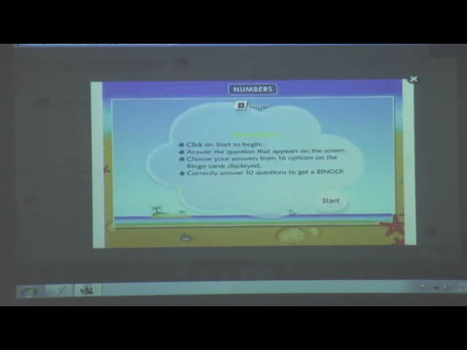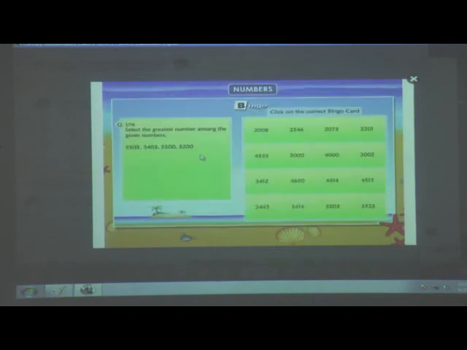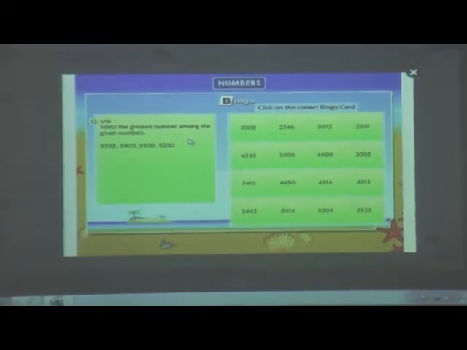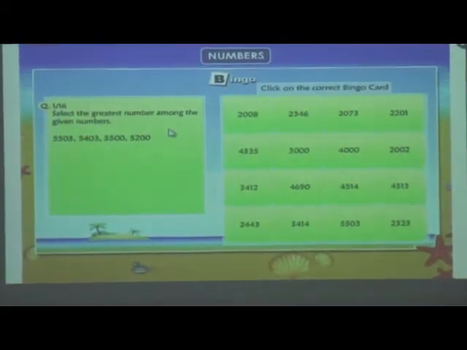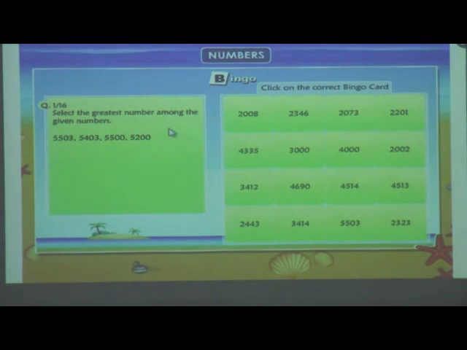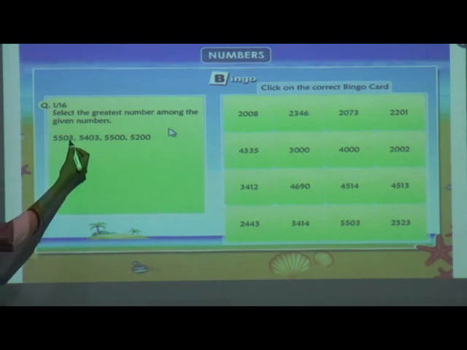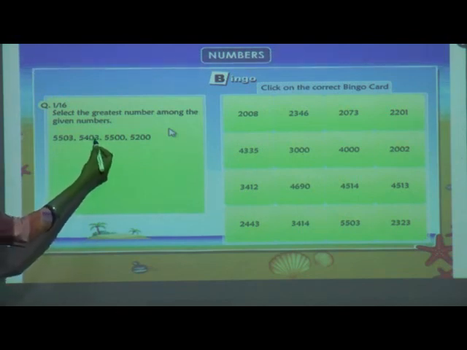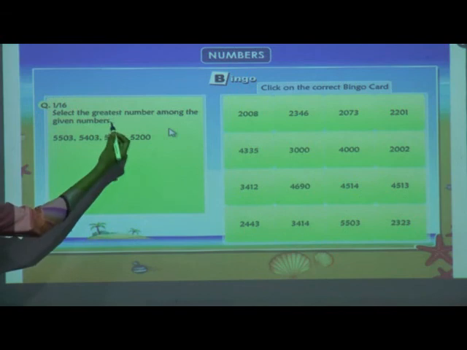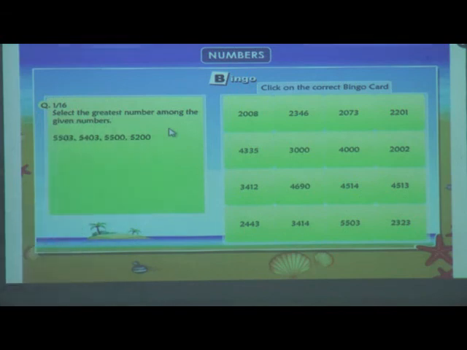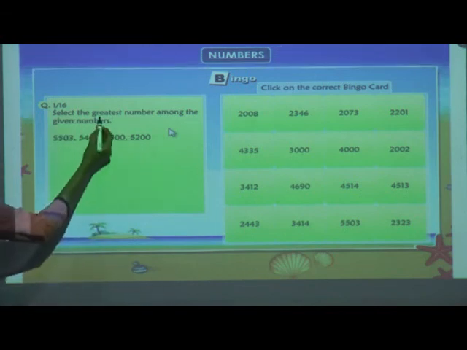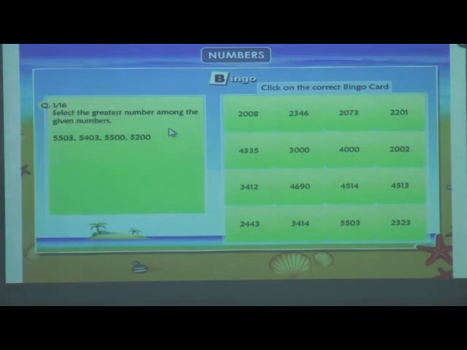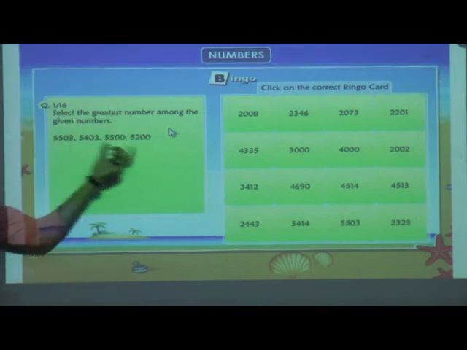See here. The question is, select the greatest number among the given numbers. Here 4 numbers are given to you. First number is 5503, the other is 5403, 5500, 5200. You have to select the greatest number among these given numbers. Now which one is greatest number?